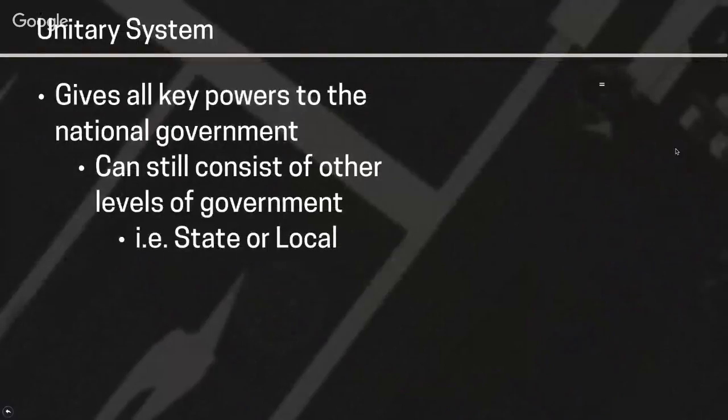First one we're going to talk about is the unitary system. So the unitary system gives all key powers to the national government. It can still consist of other levels of government like state and local, but all the key powers go to the national government. So can anybody think of an example of a government that would be a unitary system that exists in the world today?